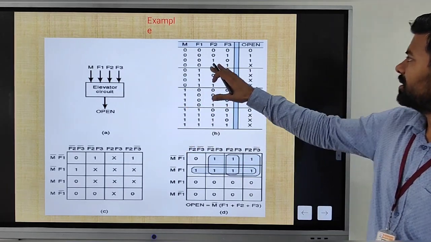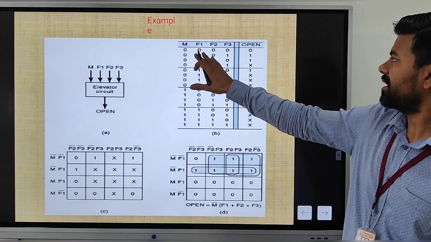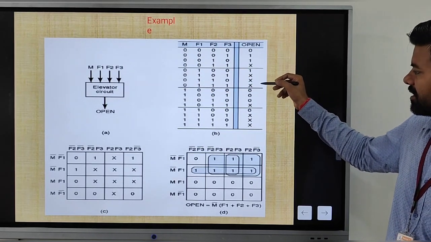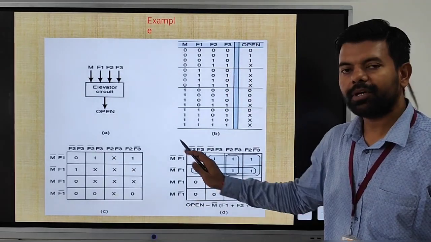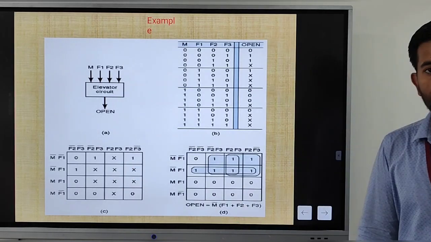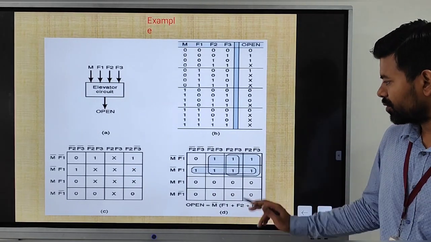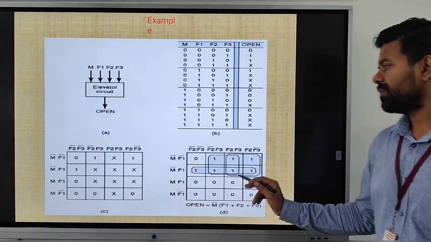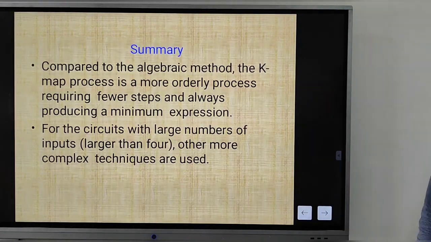For example, this truth table is given. This is M, this is the 4 variable, and these are all the 1s, and these are the don't care conditions. This is how the K-map gets filled according to the values. Now, how will we get the simplified form of the K-map? We just put ones in place of x so that we can get the simplified form of the K-map.